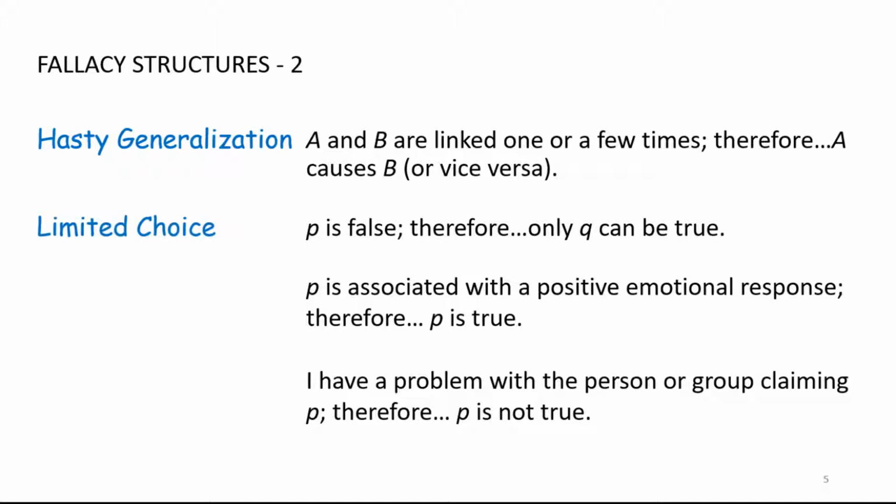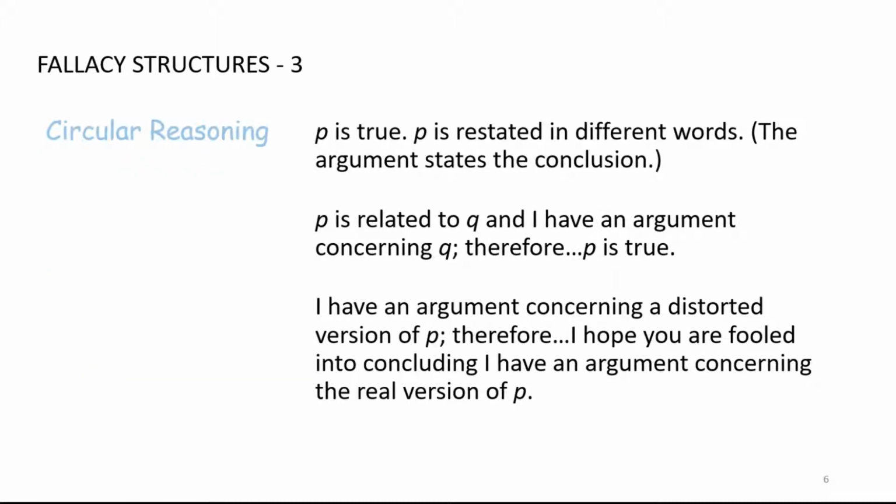Limited choice: P is false, therefore only Q can be true. Appeal to emotion: P is associated with a positive emotional response, therefore P is true. Personal attack: I have a problem with the person or group claiming P, therefore P is not true. Circular reasoning: P is true. P is restated in different words. The argument states the conclusion.